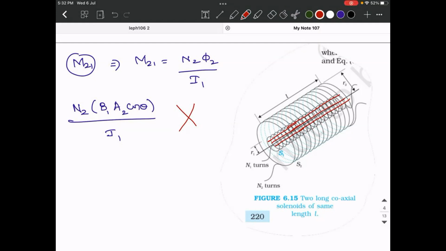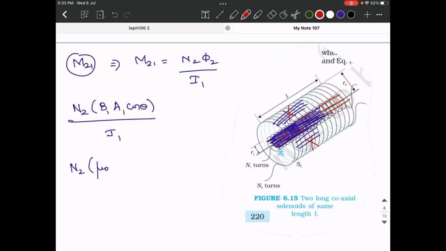Is that clear? So here it will be B1 into A1 into cos theta divided by I1. Now comes the next step: N2 into what is the value of B1? Mu naught n1 I1, because for a long solenoid, where is the magnetic field confined to? Only inside it. When will you take area 2 into consideration? When the magnetic field is present there also. But here, there is no magnetic field at all.